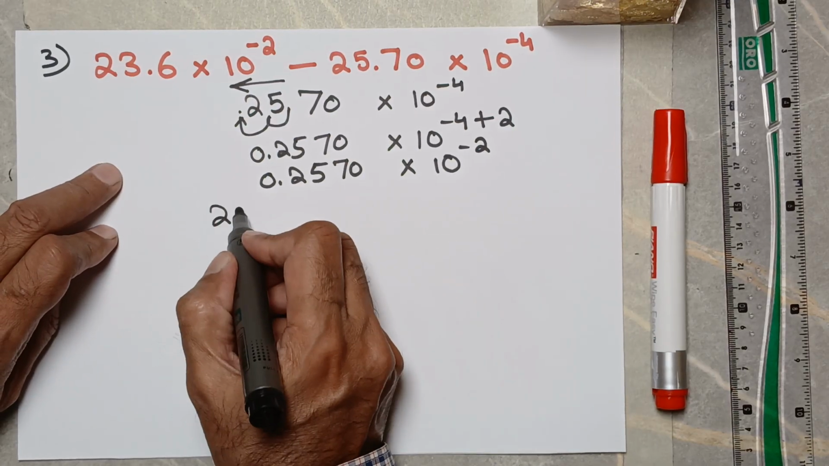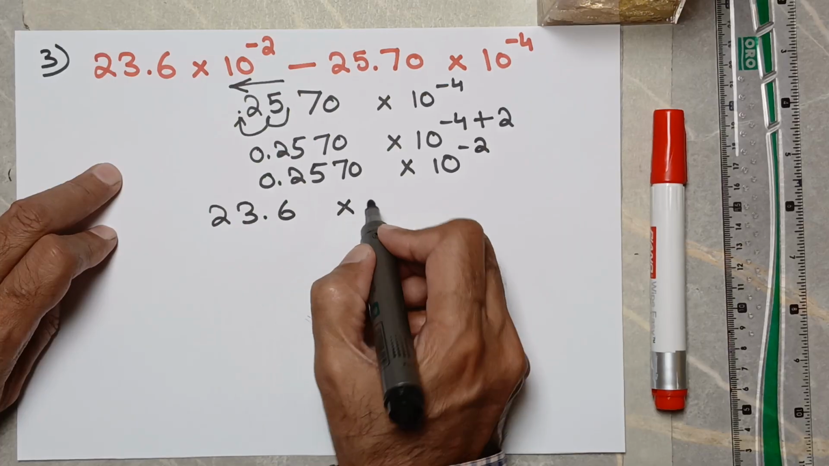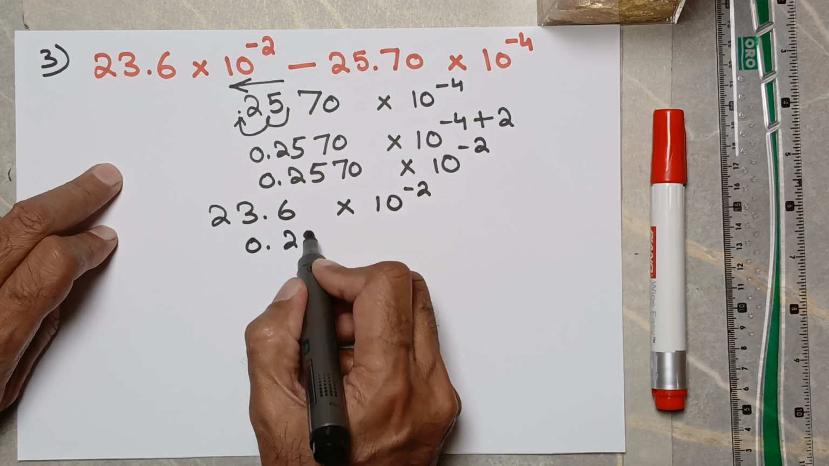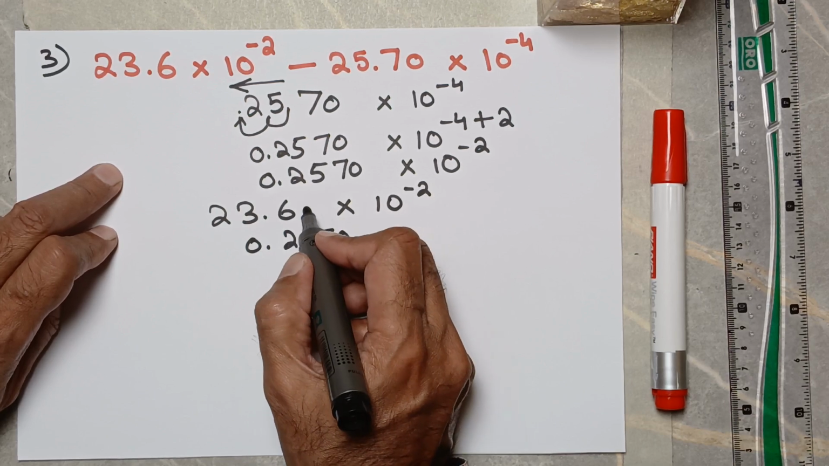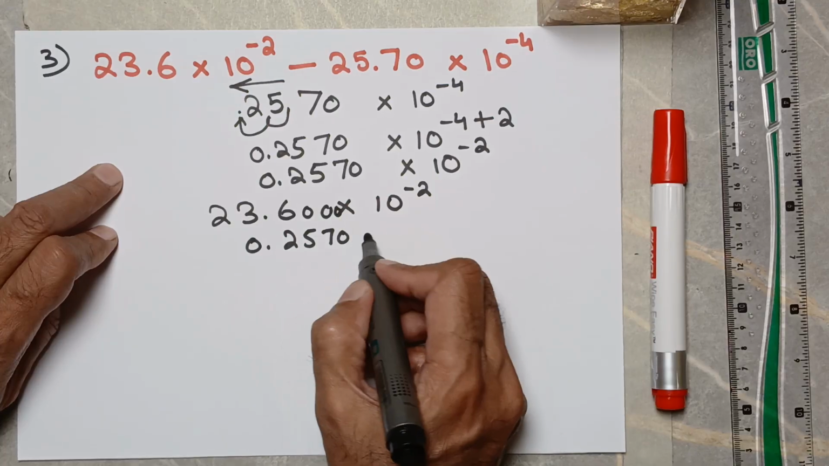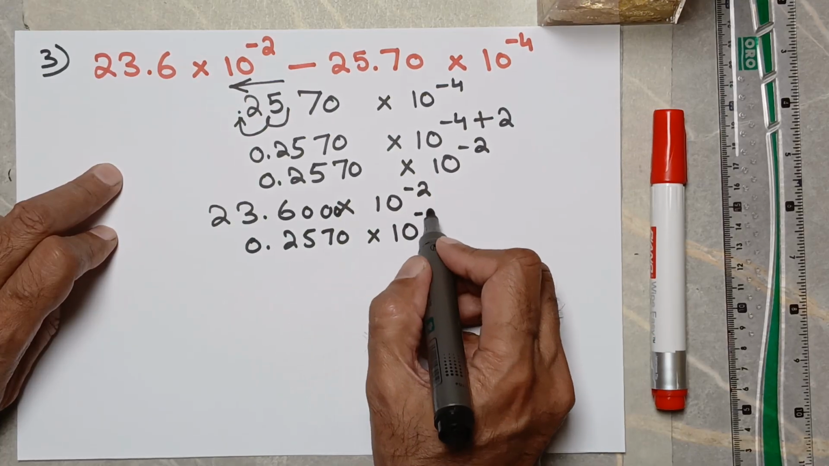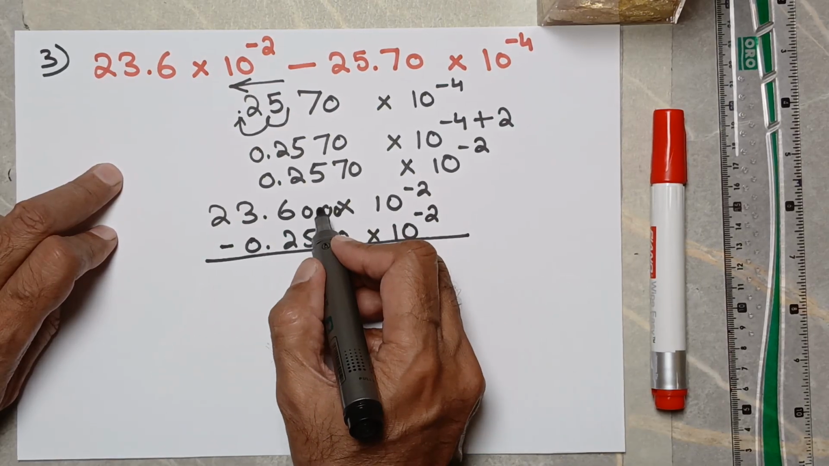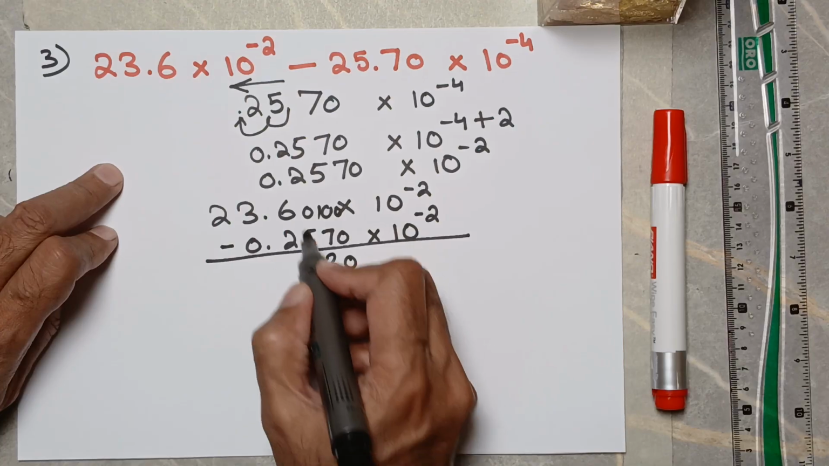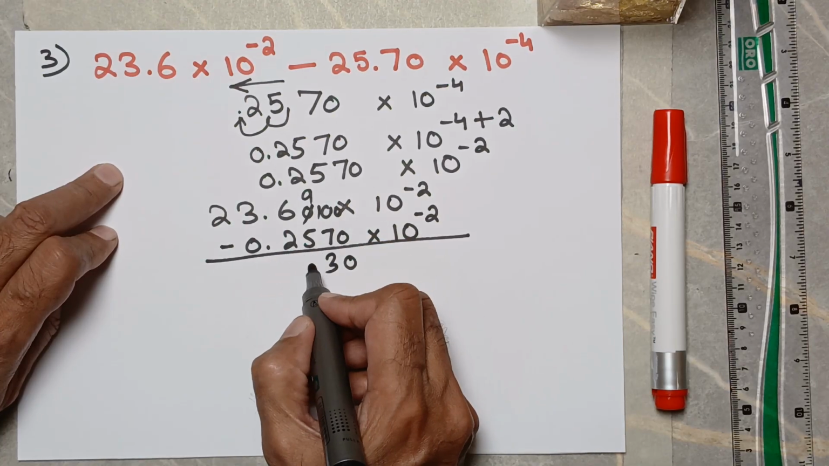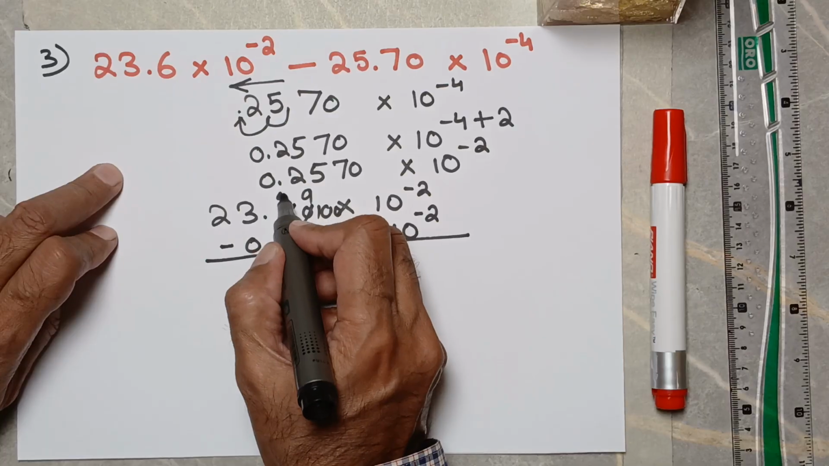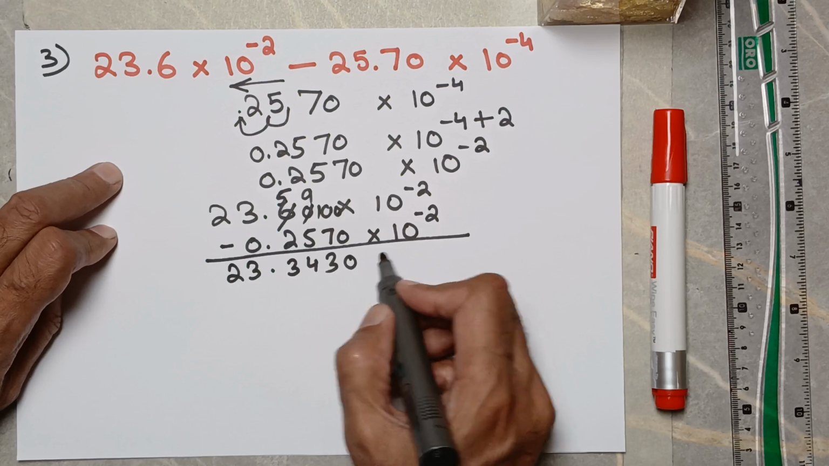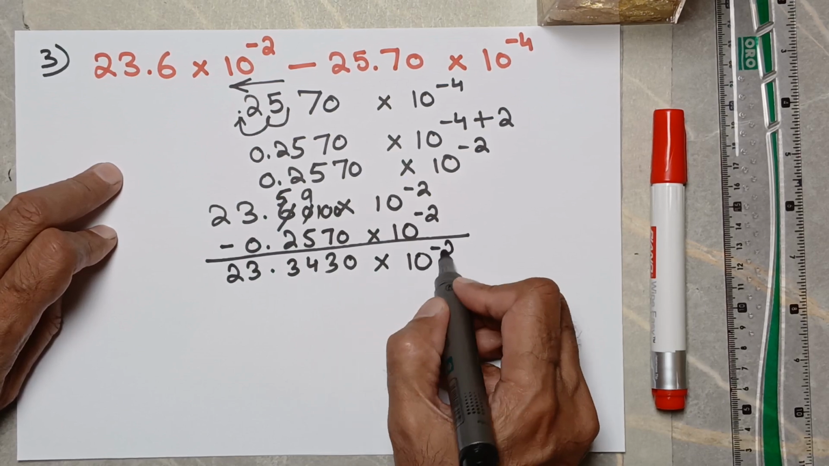Here we have 23.6 times 10 raised to the power minus 2. Here we have 0.257000 and 0 also over here times 10 raised to the power minus 2. 0, 0, 10 minus 7. 10 minus 7 is 3. Here we have 9. 9 minus 5 is 4. Here we have got 5. 5 minus 2 is 3. And here it is 23.3430 times 10 raised to the power minus 2.